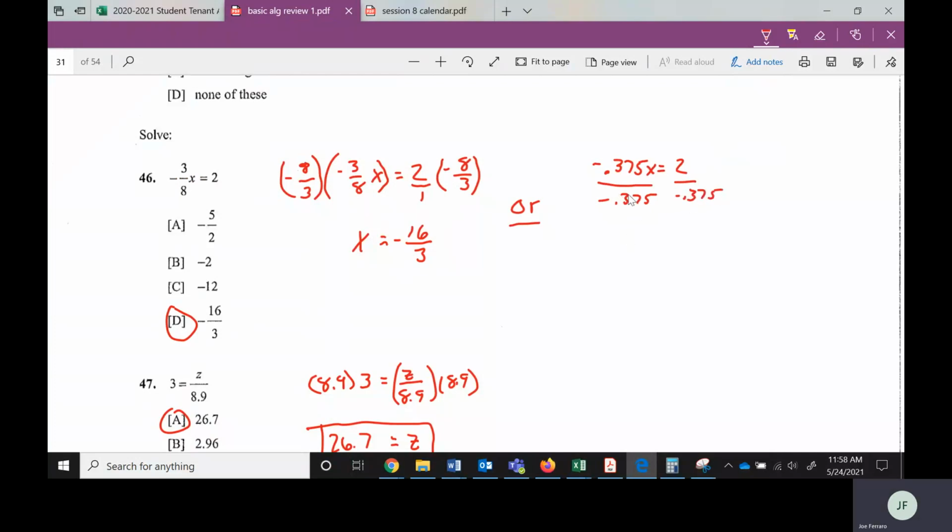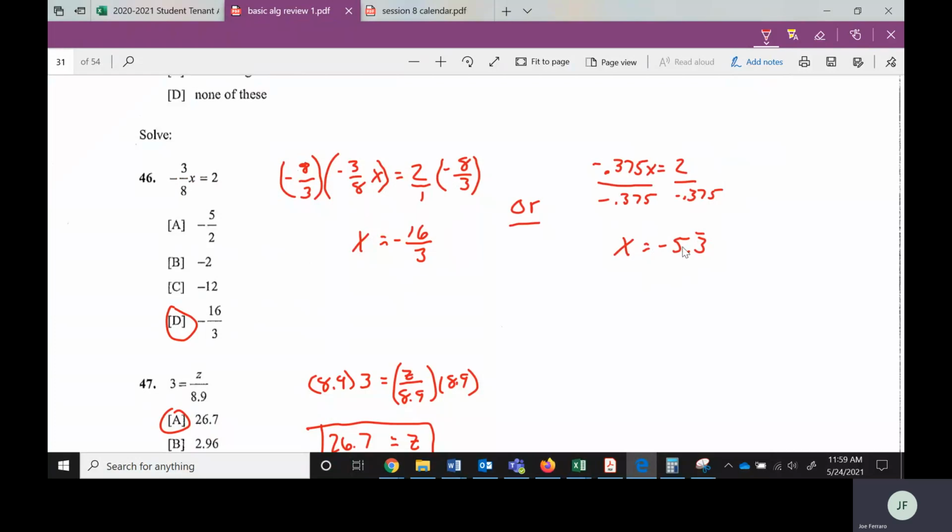So this side, they cancel out. You're left with just x. Here, positive divided by negative, we're going to have a negative. 2 divided by 0.375, if you type that in your calculator, will give you 5.33333333. So it's negative 5.3 repeating. Okay. Now the only problem if you do it this way is you're not going to see this answer. They're going to write their answers as fractions.